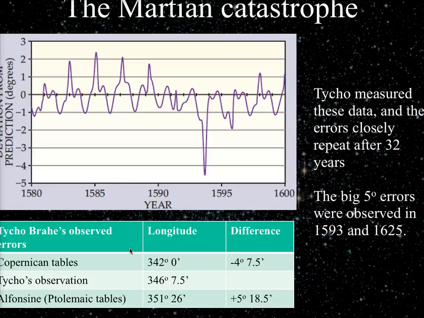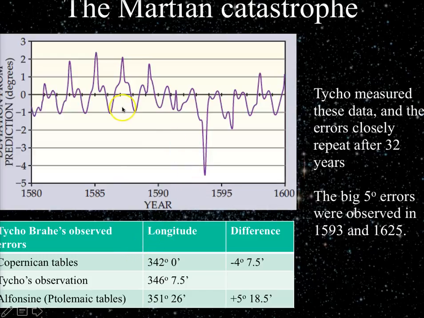Now, this led to some issues, though. His measurements were so good, it led to what was called the Martian catastrophe. Basically, the models that we have at our fingertips right now, historically speaking at this moment, were Copernicus and the Ptolemaic tables. Those two tables were our knowledge about this universe at the time, and they had predictions about how Mars would behave in the night sky.